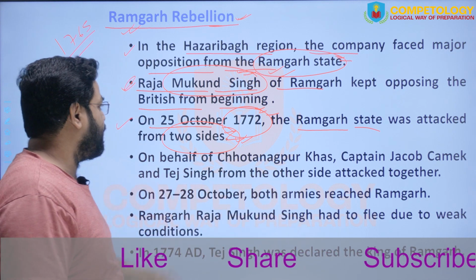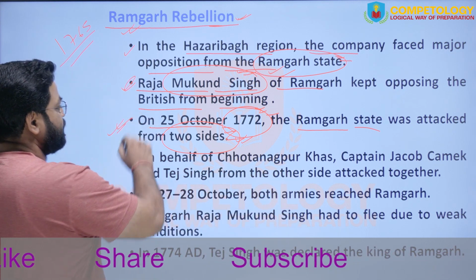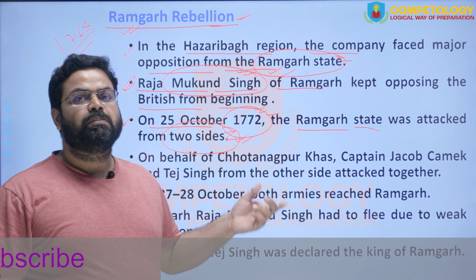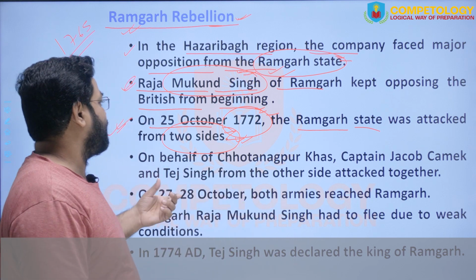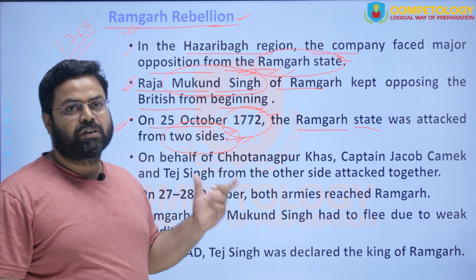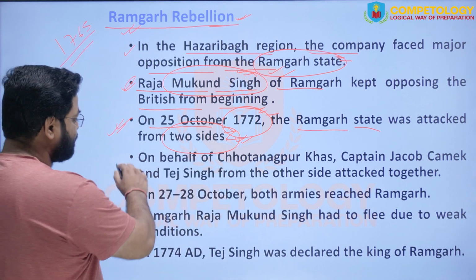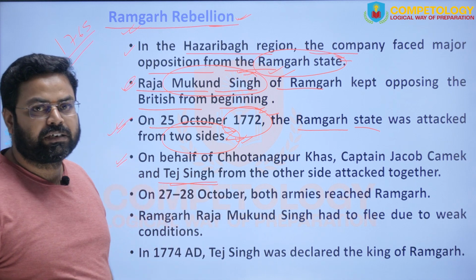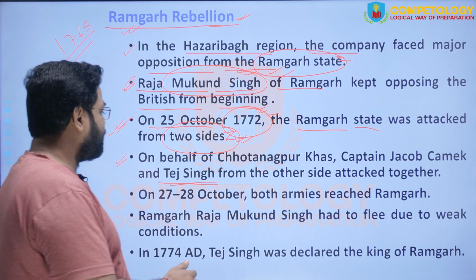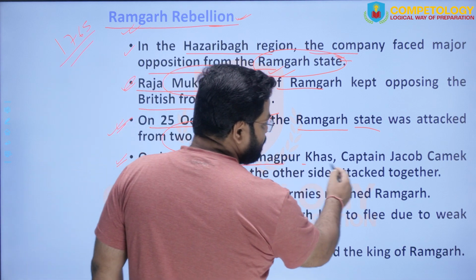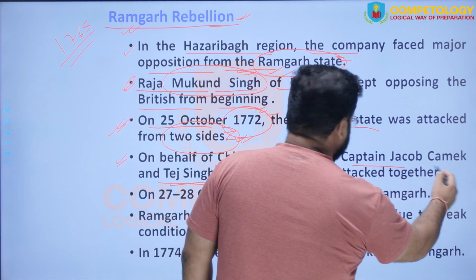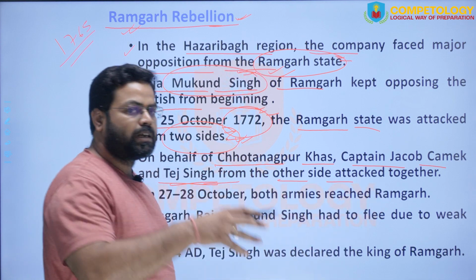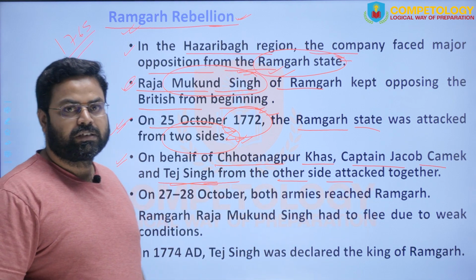And here what happened, the Britishers collaborated with one of the treacherous elements of the ruler family itself, Raja Mukund Singh's one of the relatives and one of the confidants, Tej Singh. Tej Singh sided with the Britishers, and on behalf of Chota Nagpur Khas, Captain Jacob Camac and Tej Singh from the other side attacked the Ramgarh state simultaneously, right?